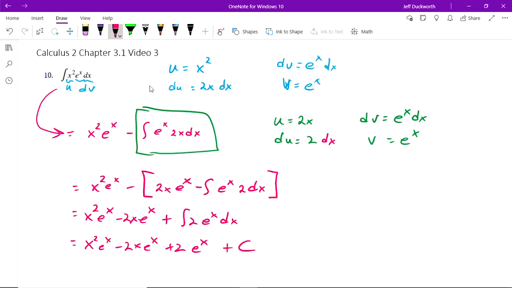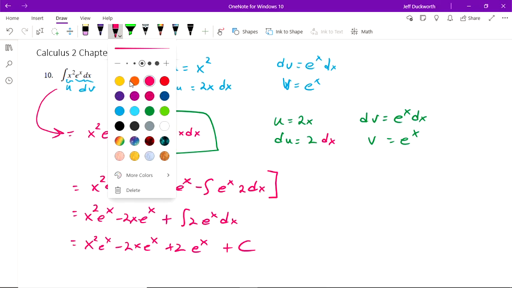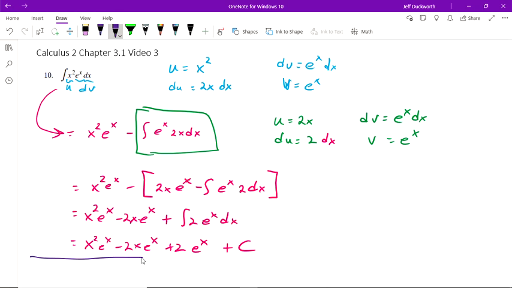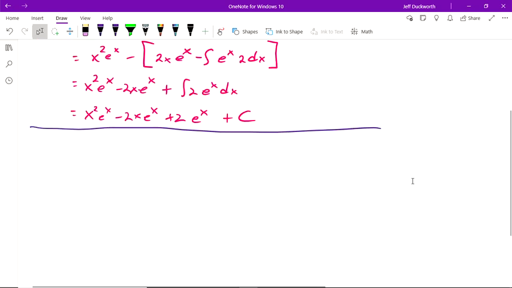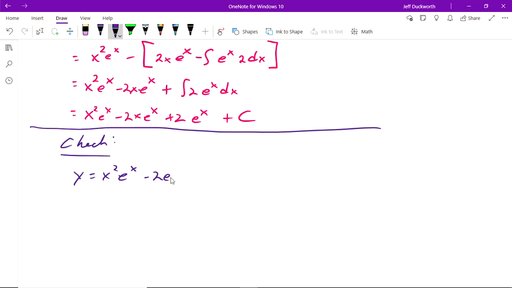But again, let's check this one just to verify that we do get the same answer. Let's try this. Scroll down and check it. We'll scroll back up to verify in a minute. So let's do a check. We'll let y equal x squared e to the x minus 2x e to the x plus 2e to the x plus c. So we're going to take the derivative, y prime.